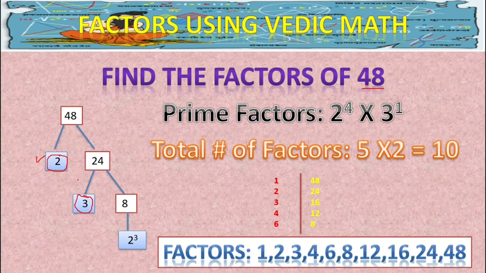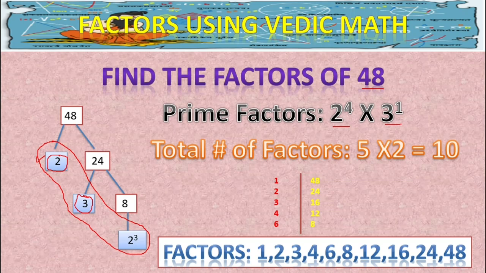So if I multiply these three, 2 into 3 into 2 cube, then I will get 48. I can write a number as a product of prime factors. That is my intention. And as this is 2 cube and this is 2 power 1, I can simply say this is 2 to the power of 4. Then 3, I have only one 3, right? I can write 3 to the power of 1.